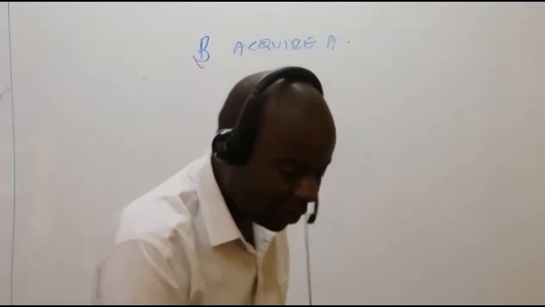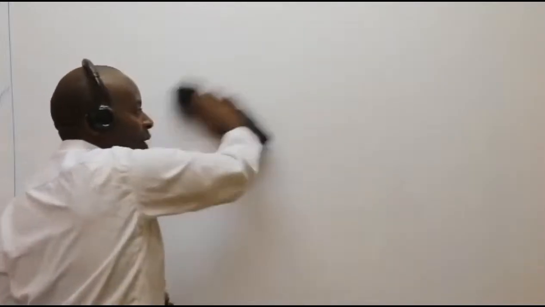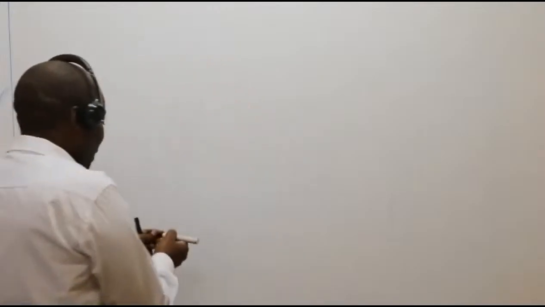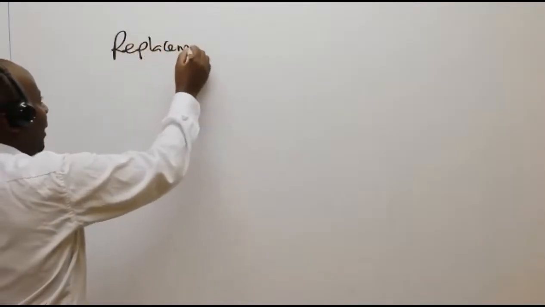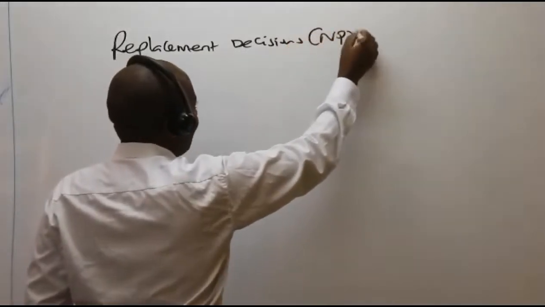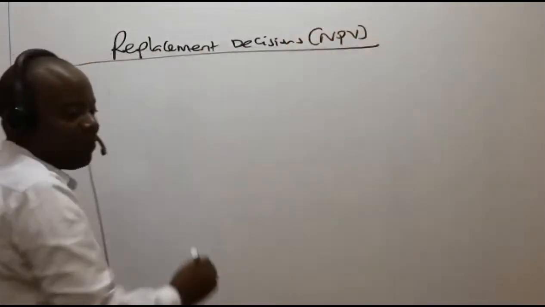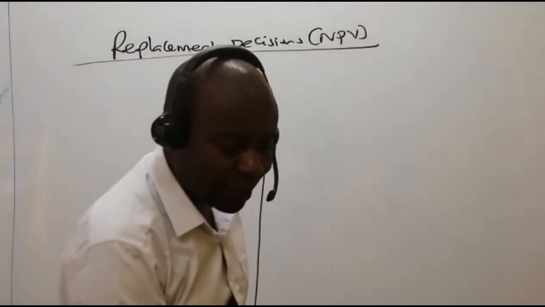Great. So ladies and gentlemen, today we are looking at replacement decisions. And we're going to make our replacement decision using our famous tool called net present value. Replacement decisions using net present value are quite common in your exams in CPA section 5. It is one of those areas that has always given my students issues, and yet it is easier.